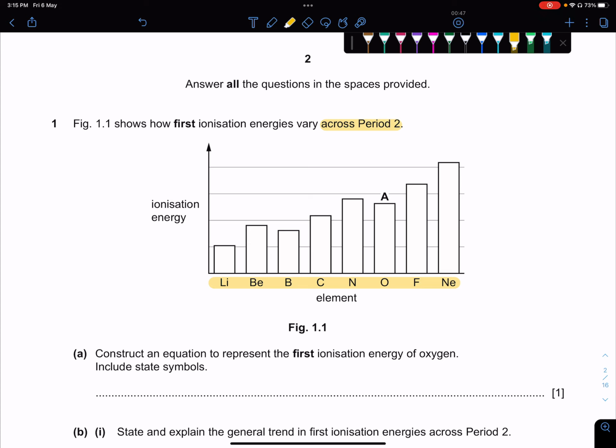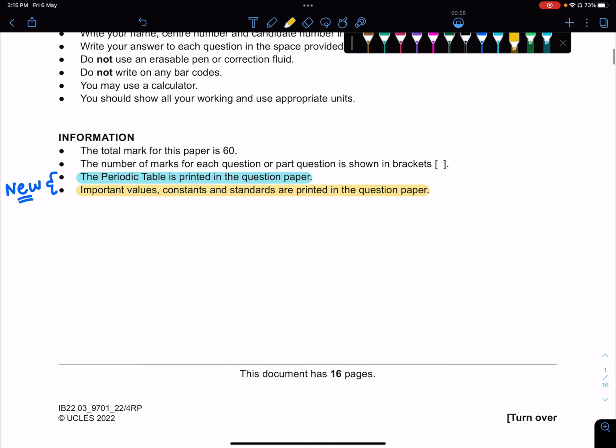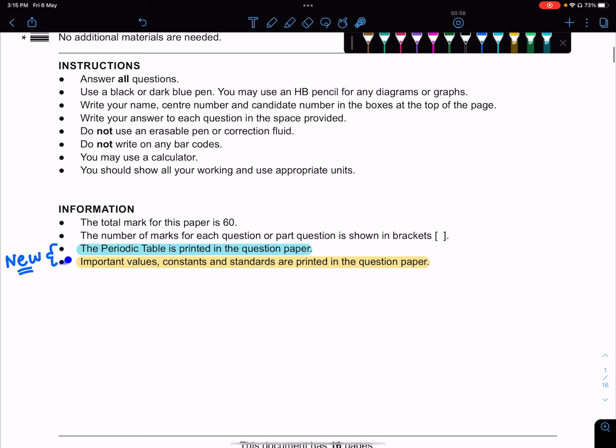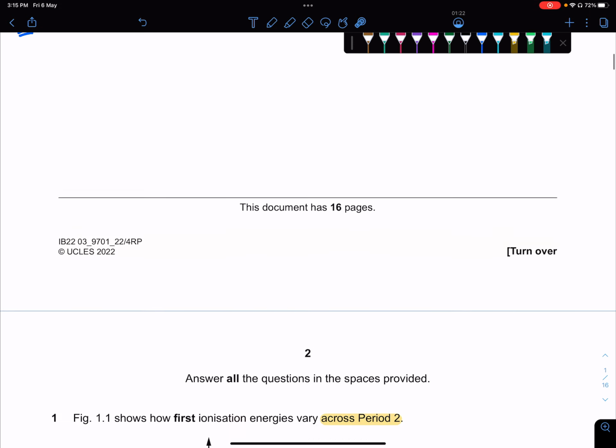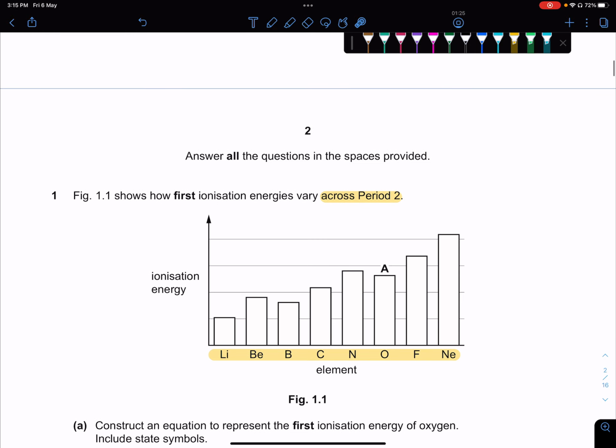I would like to tell you one thing: have a periodic table in front of you. From these 2022 exam papers, these 2 points are very important. The periodic table will be printed inside the question paper, and the important values, constants and standards are printed at the back of the paper. So you won't be given a data booklet; rather, you will be given everything you need to know. Either the periodic table will be given at the end, and the constants and important values will be given at the end of the paper. I will show you when it comes. It is inside this paper. So this is a perfect example for the preparation of the onward exams from the May June series 2022.